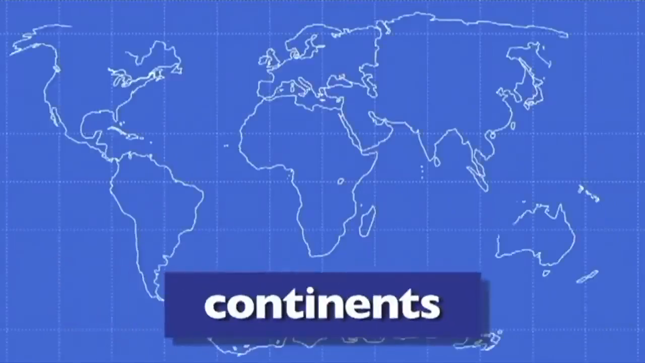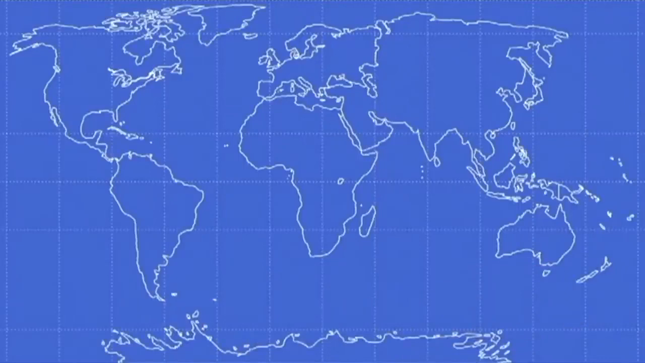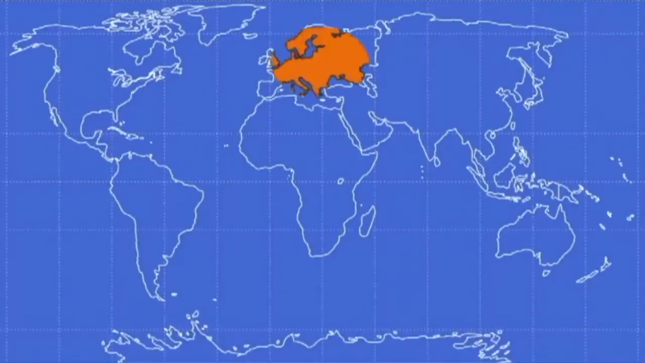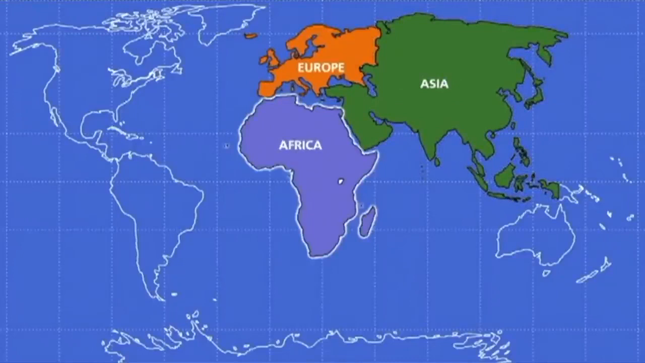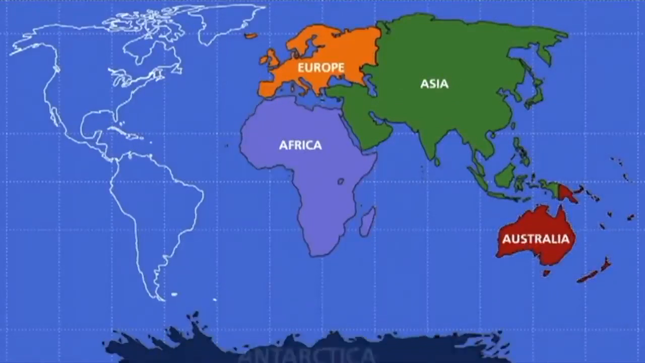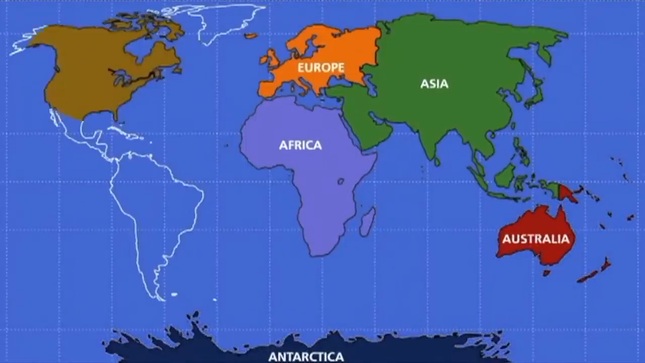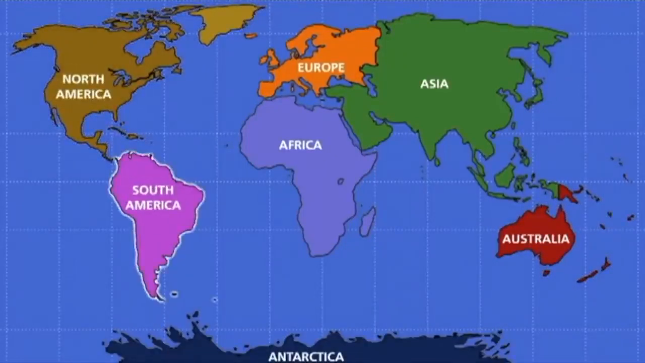The largest land areas on Earth are called continents. There are 7 continents. Looking at this map, we can locate all 7 continents. There's Europe, Asia, Africa, Australia, Antarctica, North America, and South America.